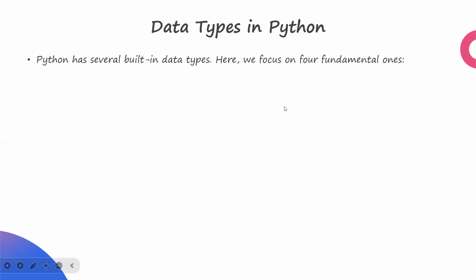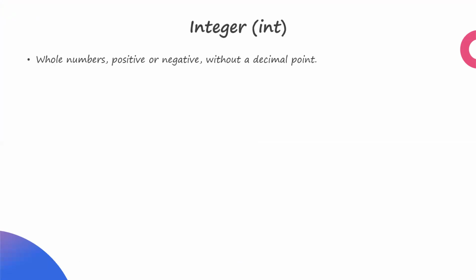So Python has several built-in data types. Here we are going to focus on four fundamental ones. We have seen integer, float, string, and boolean. Integers are whole numbers, positive or negative, without a decimal point. I've already shown you that. An example is a is equal to 10. The kind of data we are storing in a is a whole number. It can be positive or negative, but it does not have a decimal point.